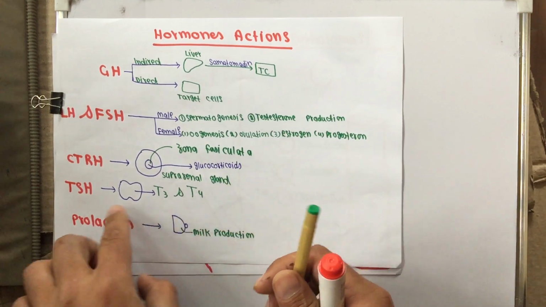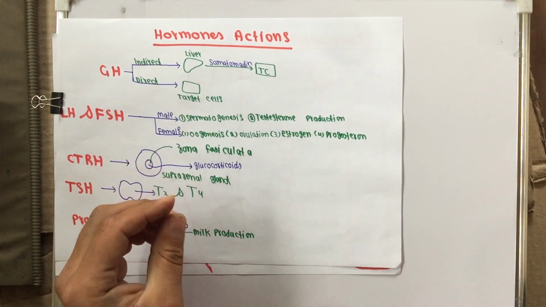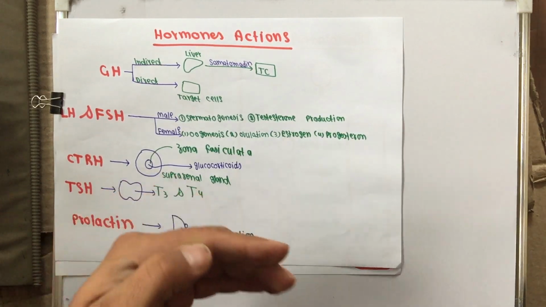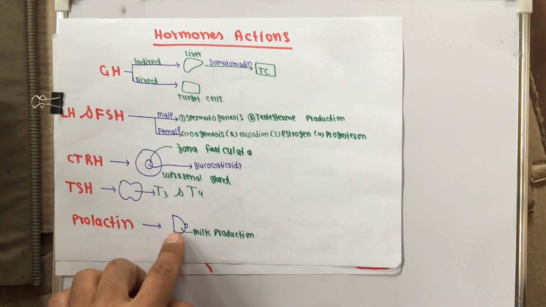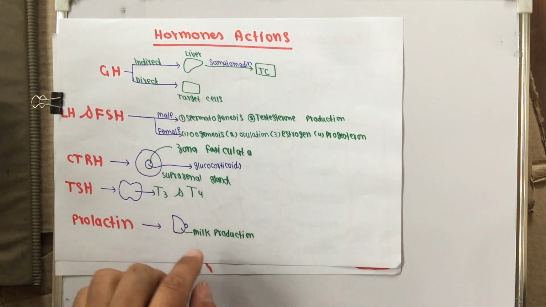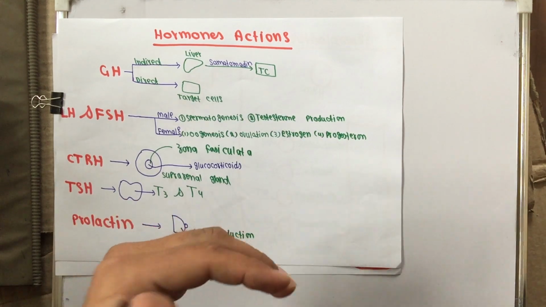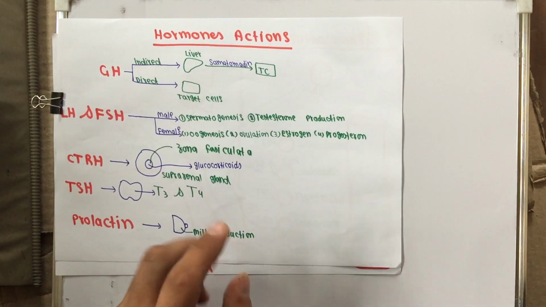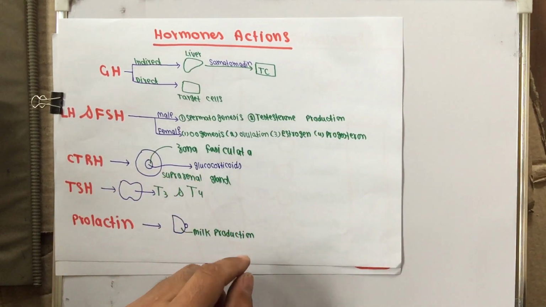Okay. Another is thyroid stimulating hormone. Thyroid stimulating hormone acts on the thyroid gland. This is the thyroid gland, and it causes the release of T3 and T4. Another hormone is prolactin, which acts on the breast and causes milk production. Oxytocin causes the release of milk, while prolactin causes the production of milk. So this is the difference between the activities of oxytocin and prolactin. Okay.